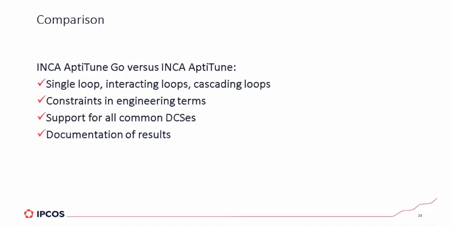So how do these two tuning offerings compare? There's a lot of similar functionality. Actually, there are more things that are identical than that are different. You can use single loops, interacting loops, and cascading loops to tune them in AptiTune. You can specify constraints on the closed loop behavior in engineering terms. There's support for all common DCSs. And a feature that I didn't demonstrate is that you can export a PDF that documents your final tuning, the specifications you gave, and what the initial tuning was, along with plots. So there's documentation of results.